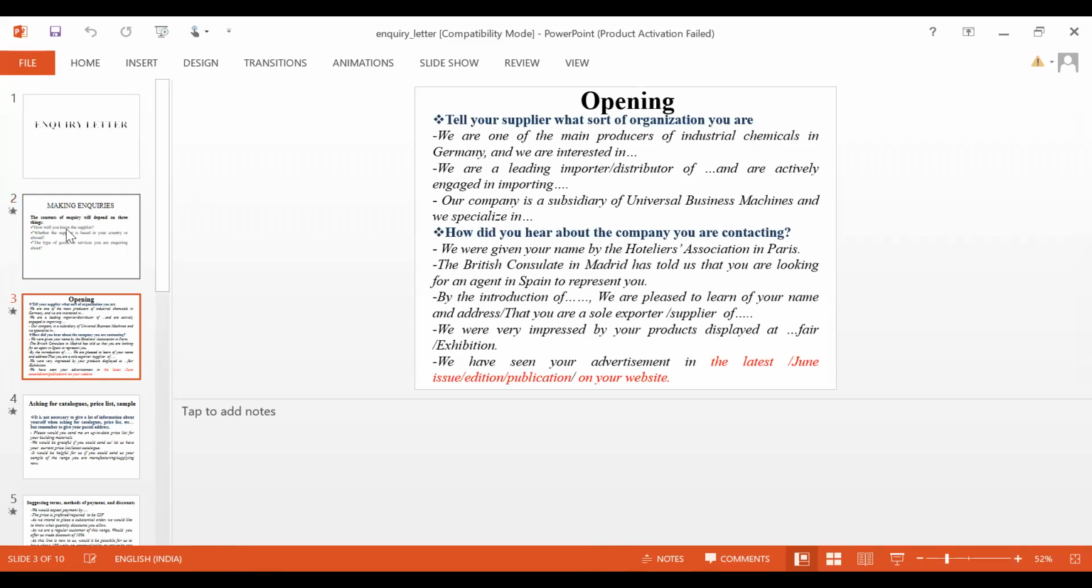How to write an inquiry letter? Generally, you start the inquiry letter with introduction of yourself, who you are. So these are some of the statements that you can make.